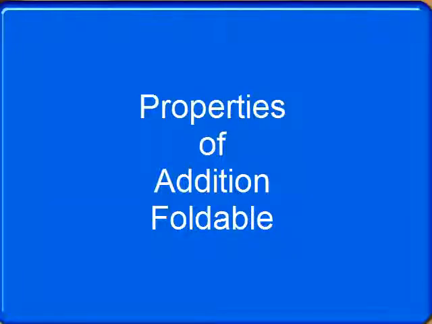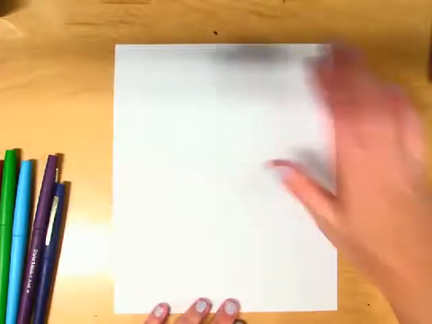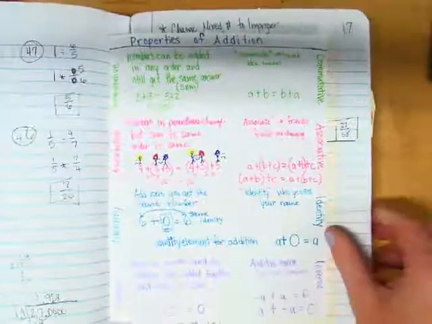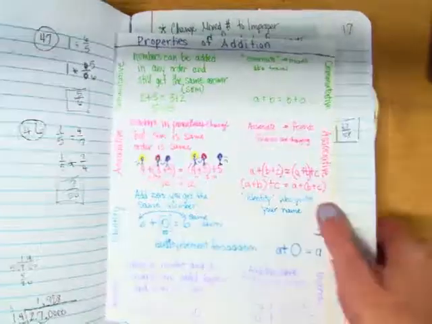Welcome. Today we are going to make our properties foldable. We're going to start with our piece of paper like this and turn it this direction, not this direction. So it's going to be facing that direction so that when we're done it's going to fit into our journal and look like this. Properties of addition on the front and properties of multiplication on the back.